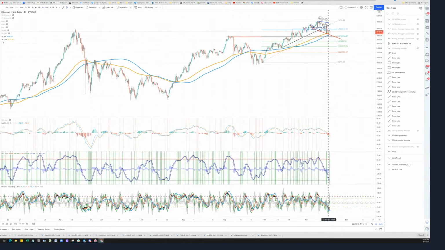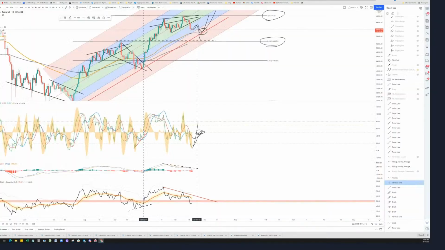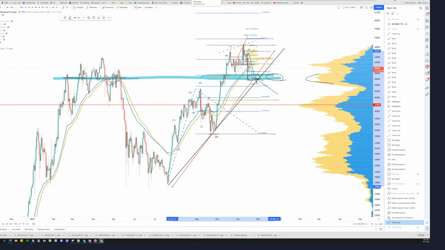Right, let's look at ADA. So I'm going to save this and just close it. And when I've been looking at these, it did occur to me that there are certain things happening in terms of the alts.